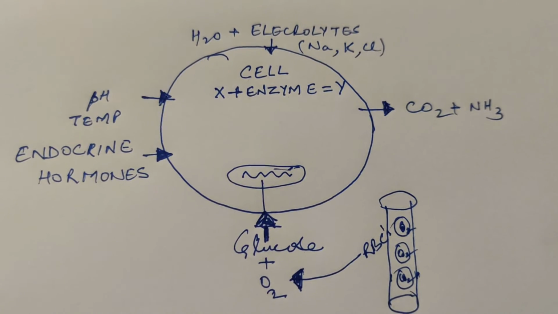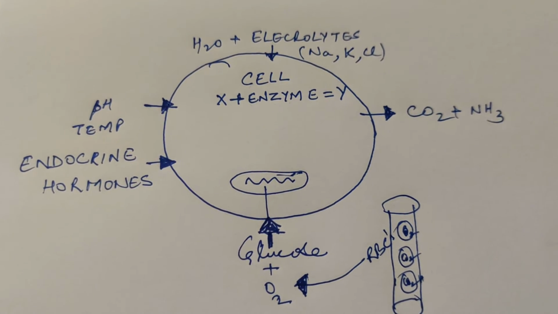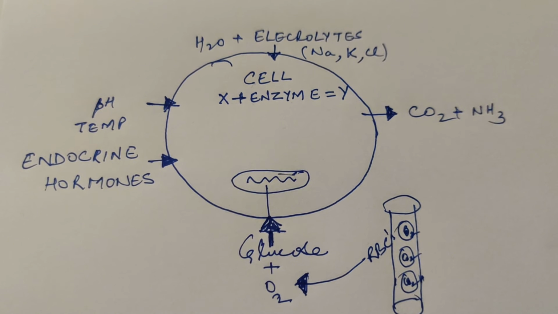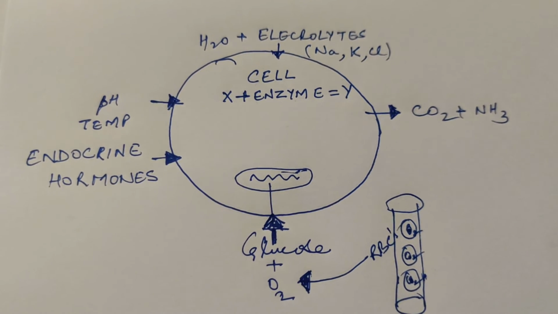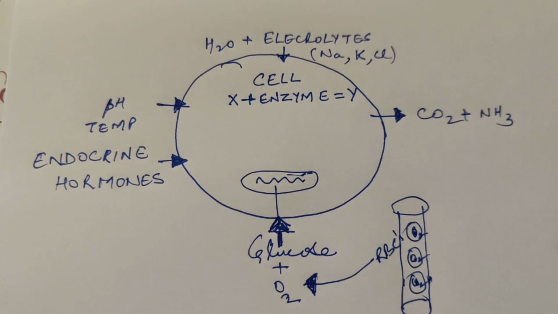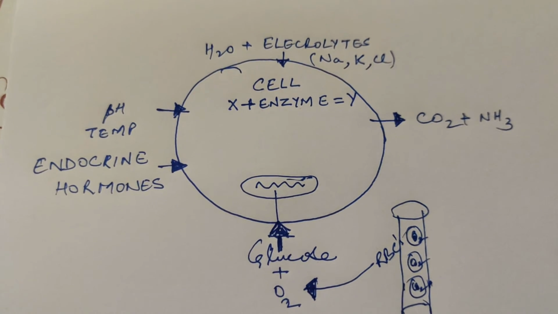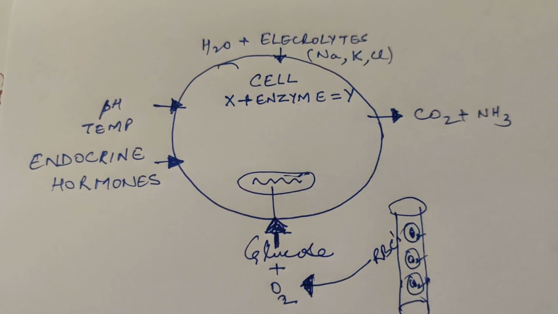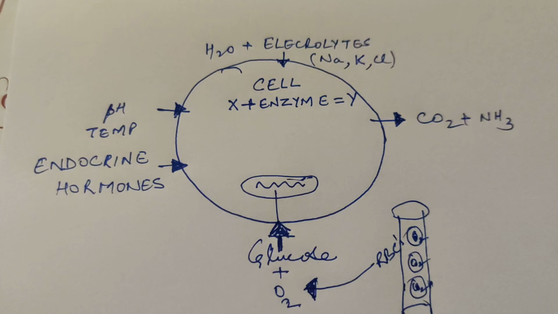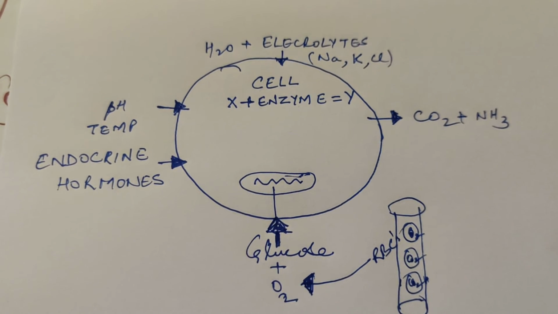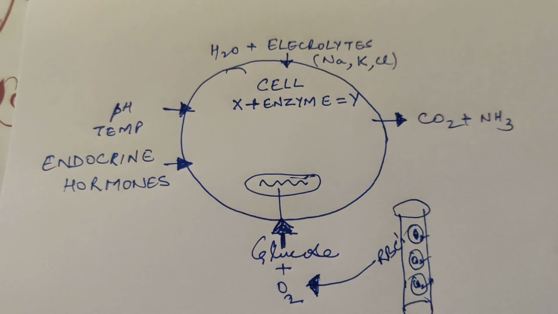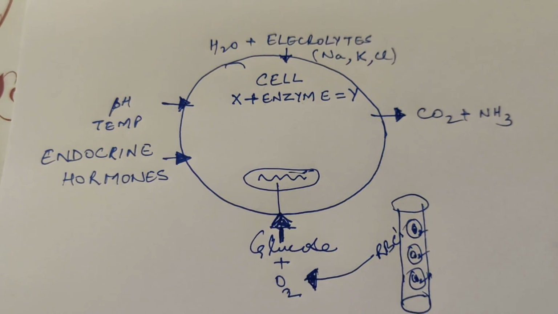Now, when all the time the cell is working and is constantly working, it will definitely produce some waste products like carbon dioxide and ammonia, which is very toxic, and at any cost it has to be eliminated or excreted from the cell to maintain the homeostasis inside this cell.